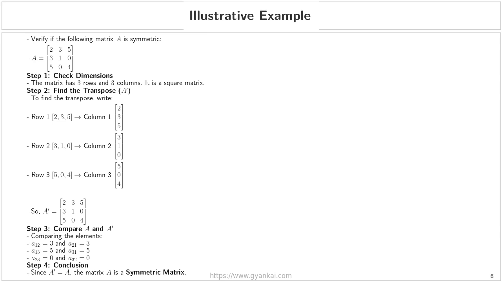Finally, in step 4, we reach our conclusion. Since the transpose, A prime, is equal to the original matrix A, we can officially state that matrix A is a symmetric matrix. Now that we have covered the theoretical definition and the visual properties of symmetry, let us apply that knowledge to a practical example.